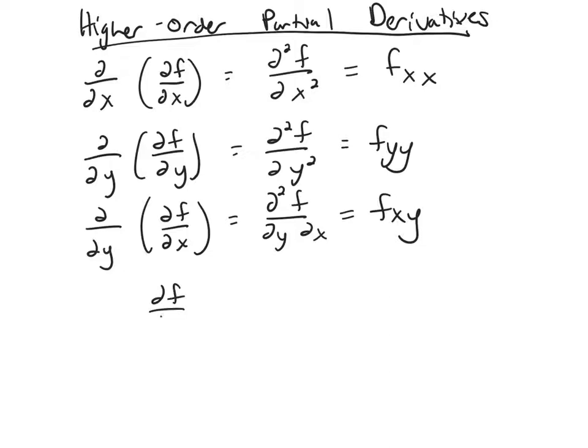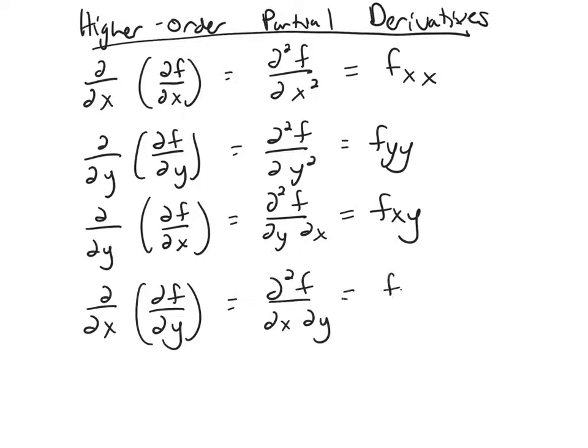Or you could have done the opposite. You could have started by taking the partial derivative with respect to y and then take the partial derivative with respect to x, partial squared f over partial x partial y, and this is fyx. And these last two, where you're not using the same variable for your partial derivatives, are called mixed partial derivatives.